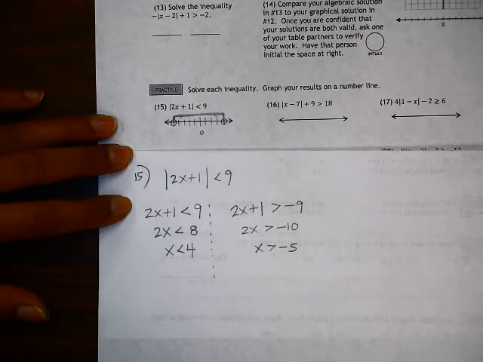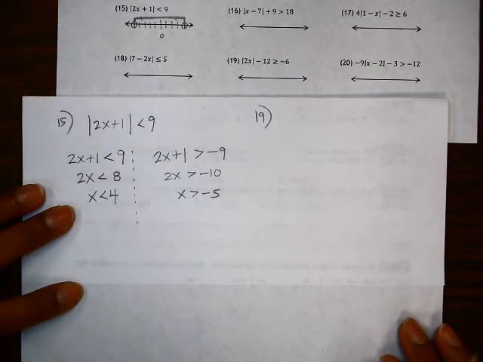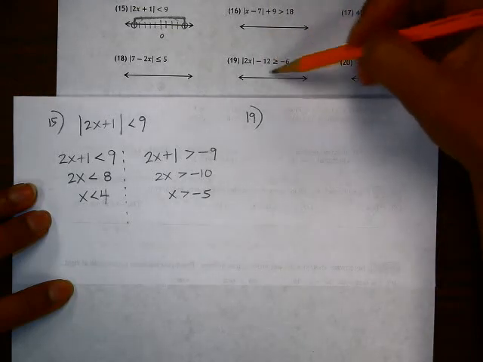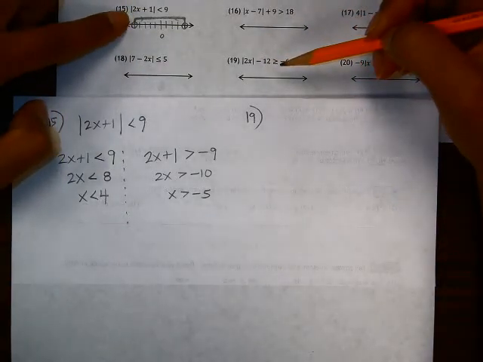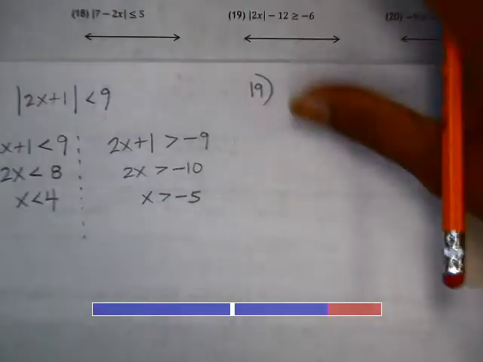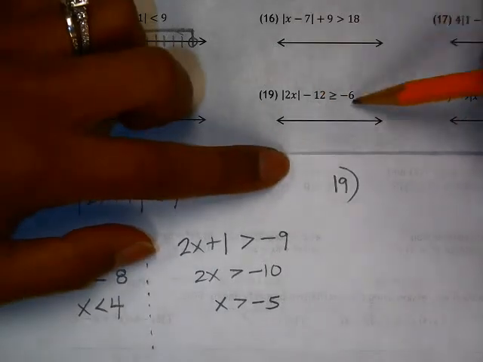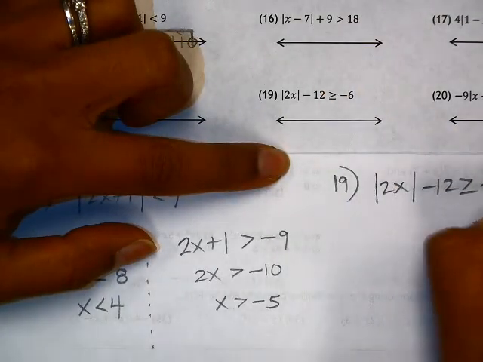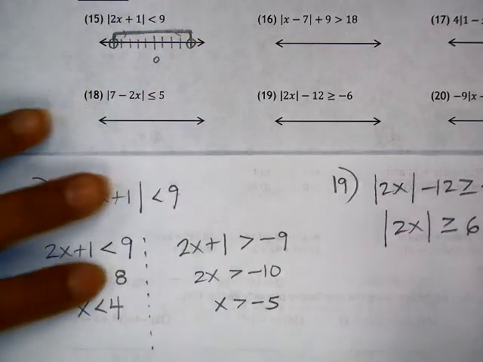Okay, let's look at one that's a little more challenging. Let's look at number 19. All right, now notice on this problem, the absolute value is not isolated as it was on number 15. So let's look at how we can isolate the absolute value here. We need to add 12 to both sides in order to get that absolute value by itself. So I'm going to isolate it by adding 12 to both sides.